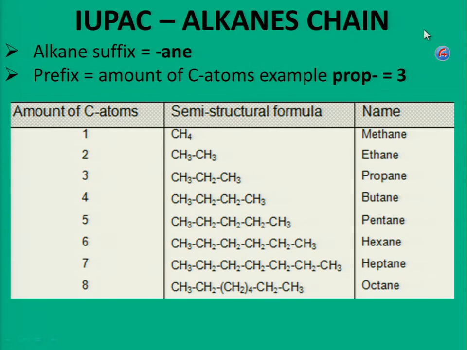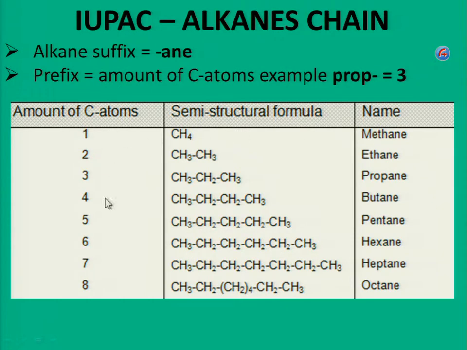So now we're moving on to IUPAC name giving. That means if you have a molecule, you want to give that molecule a name so that you and someone in China or someone in America can call the same molecule the same name. For alkanes, the end of the name is -ane. And then you add in front of -ane a prefix which tells you how many carbon atoms there are in that molecule. So prop means there are 3 carbons.